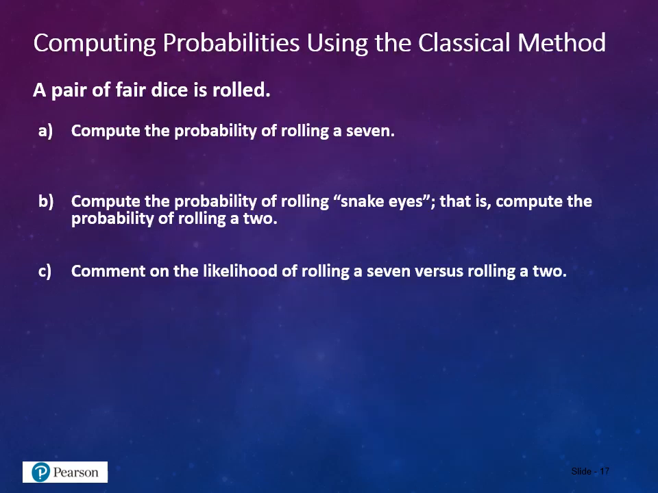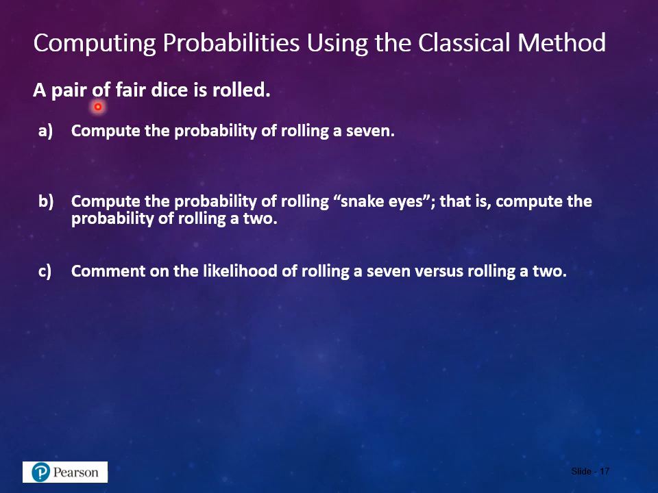So let's look at an example now for computing probabilities using the classical method. A pair of fair dice is rolled. The first thing we want to do is compute the probability of rolling a 7. Remember the classical method, the formula for that is the number of outcomes that equal the event, in this case rolling a sum of 7, divided by the number of total possible outcomes. So if we're rolling 2 fair dice, that's 6-sided cubes that have an equal likelihood of landing on any of the 6 numbers, 1 through 6.